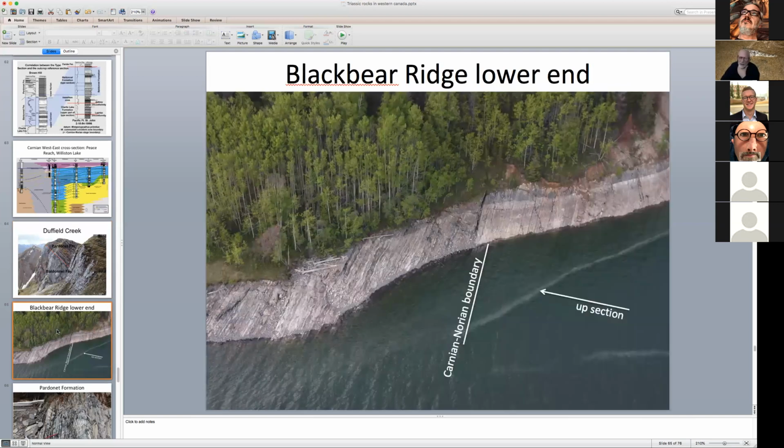This outcrop succession right here shows our Carnian-Norian boundary. This is actually kind of important for you. And I threw this in here because this is going to put this part of the world on the geological map. This is actually one of our candidates for that boundary.